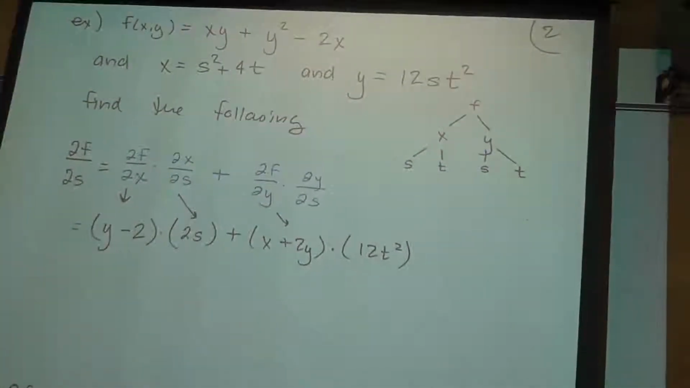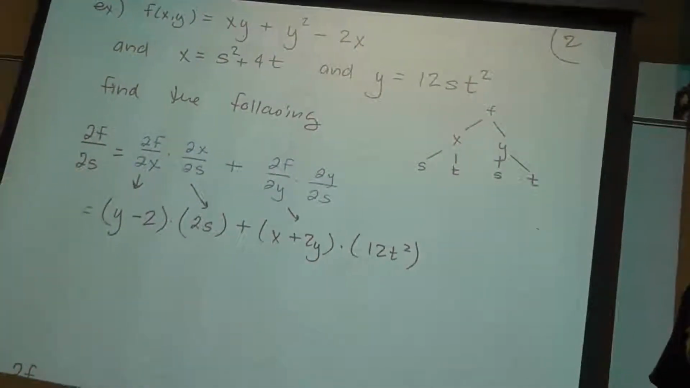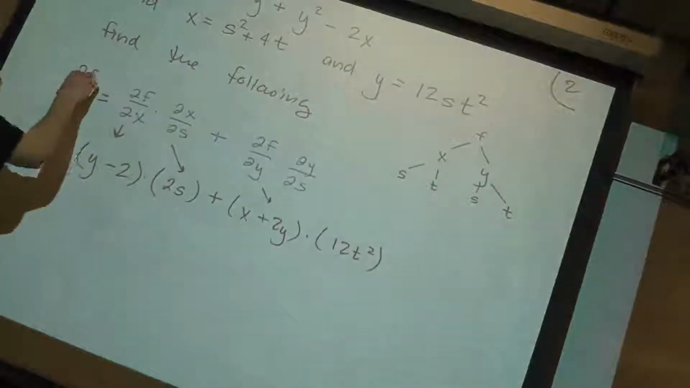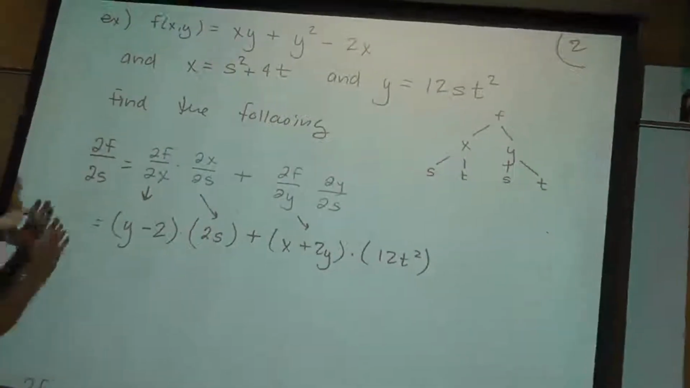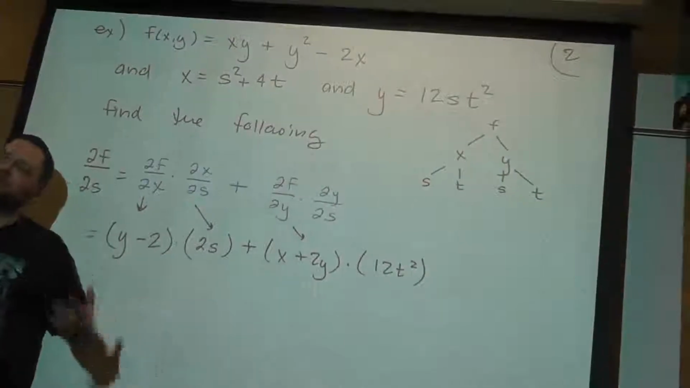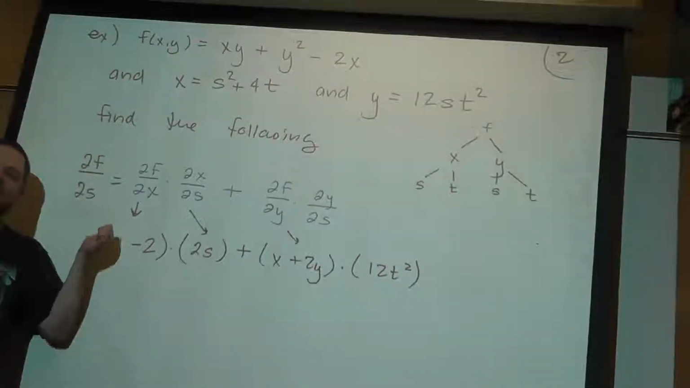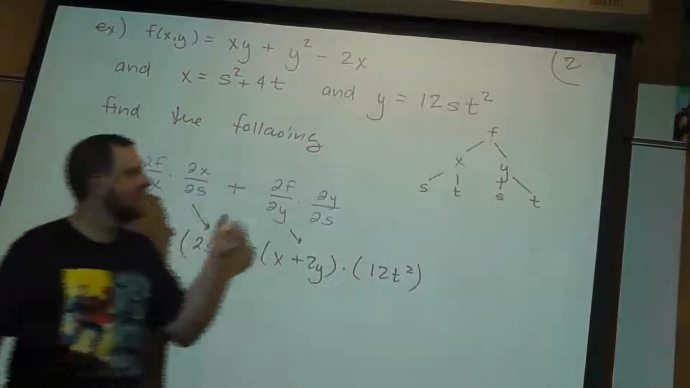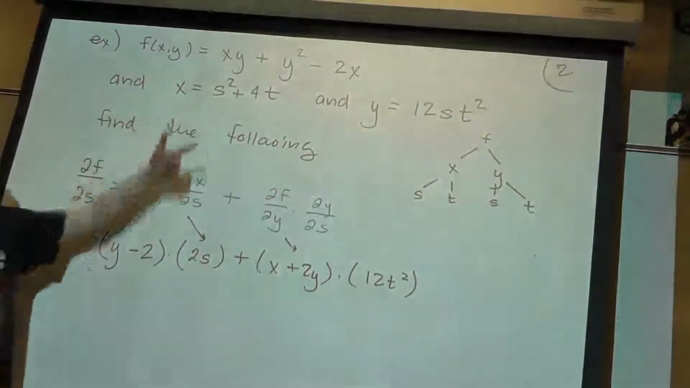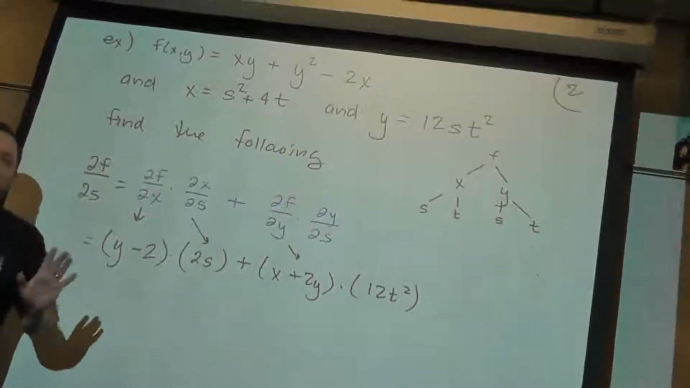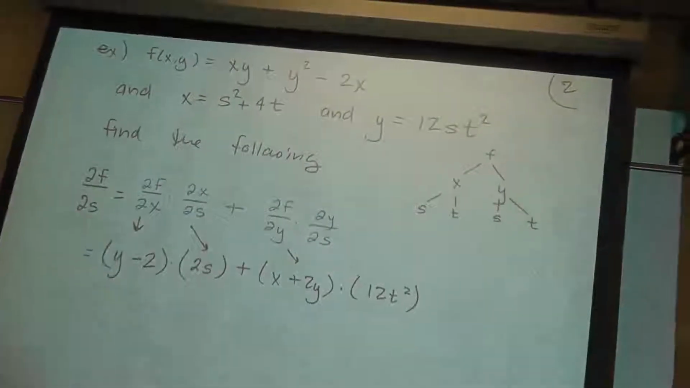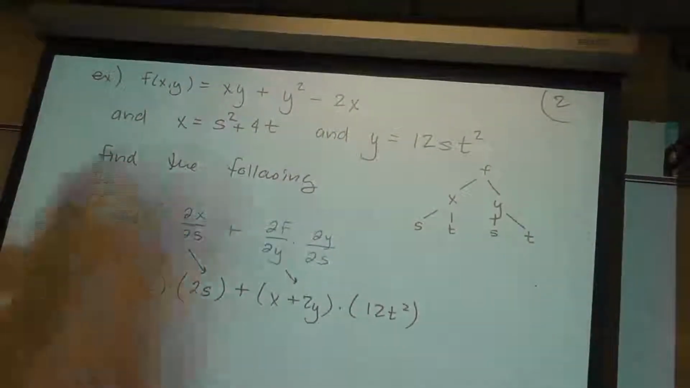Now here's where I may differ from some other teachers, okay? Other teachers are going to want your partial of f with respect to s to ultimately be only a function of s's and t's. Which means, after doing this initial chain rule step, you have to go back and replace every y with 12st squared, and replace every x with s squared plus 4t. I'm not going to make you do that. Well, because of this. This is a sufficiently fine answer right here.